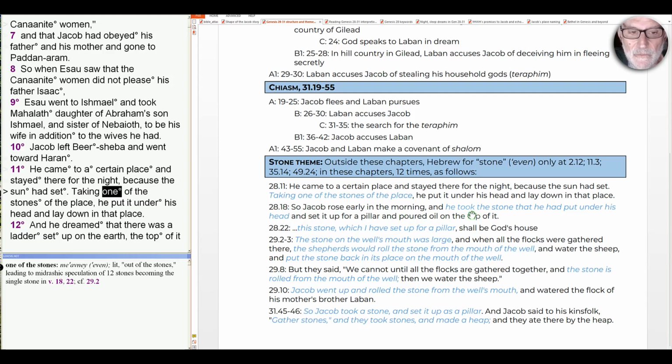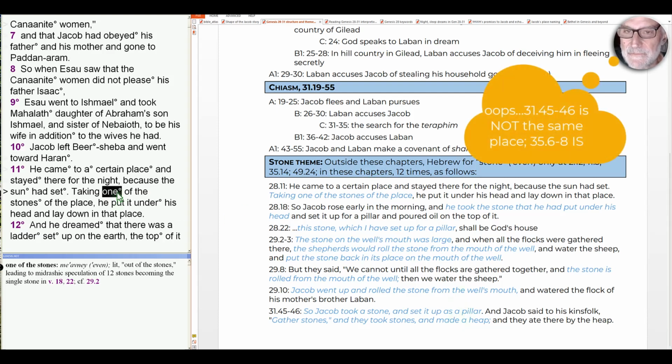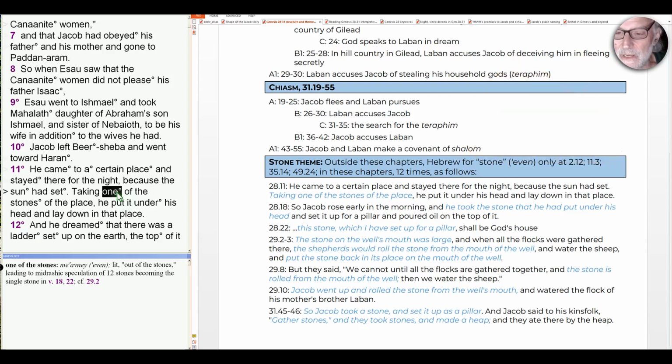So in the next video, we'll hear the echo. He took the stone that he had put under his head, and then in 22 at the end, this stone which I have set up for a pillar. So here from the head to the pillar, and here from the pillar to the note again. Then there'll be the stone around the mouth of the well that focuses there. But at the end in 31, we see Jacob took a stone and set it up as a pillar and said, gather stones. And they took stones and made a heap at the same place. And so we'll see that this stone theme has a lot to do with this story, echoing in an opposite way the Babel story.